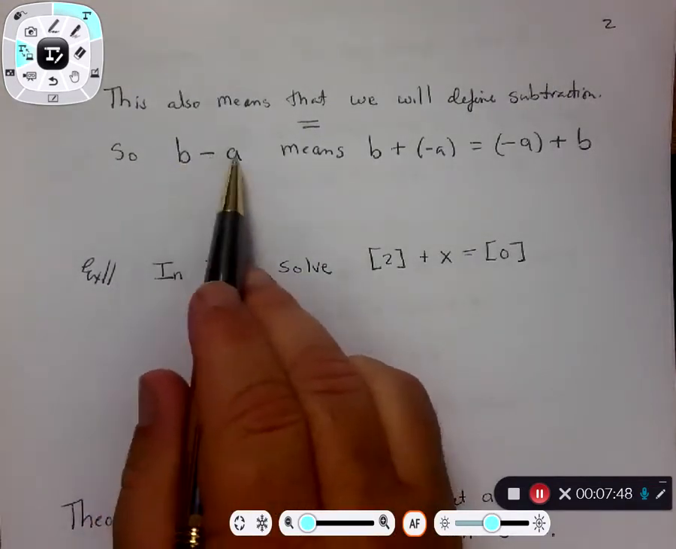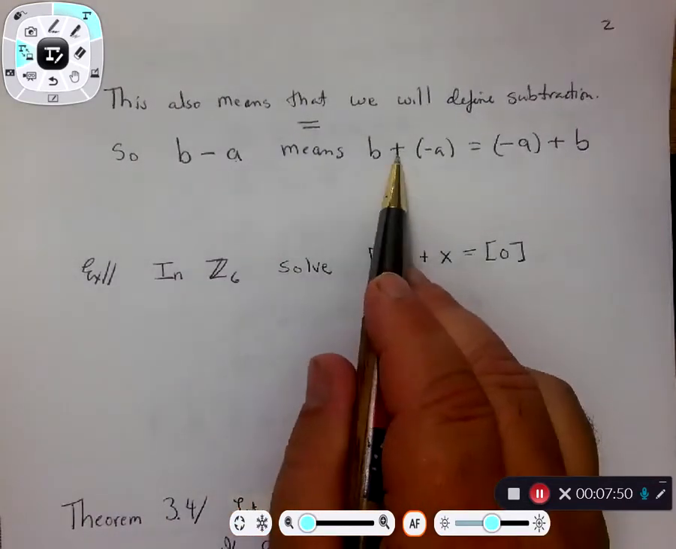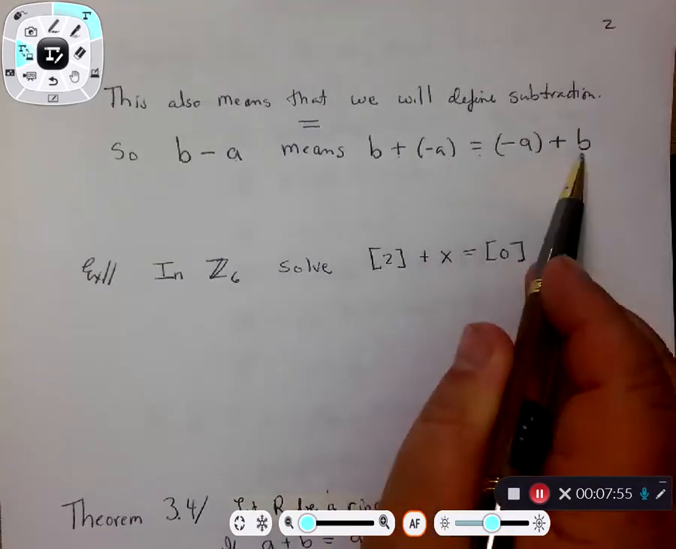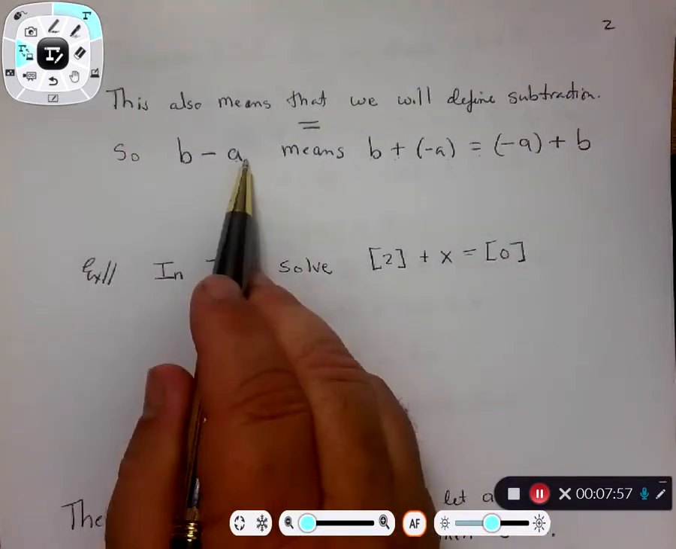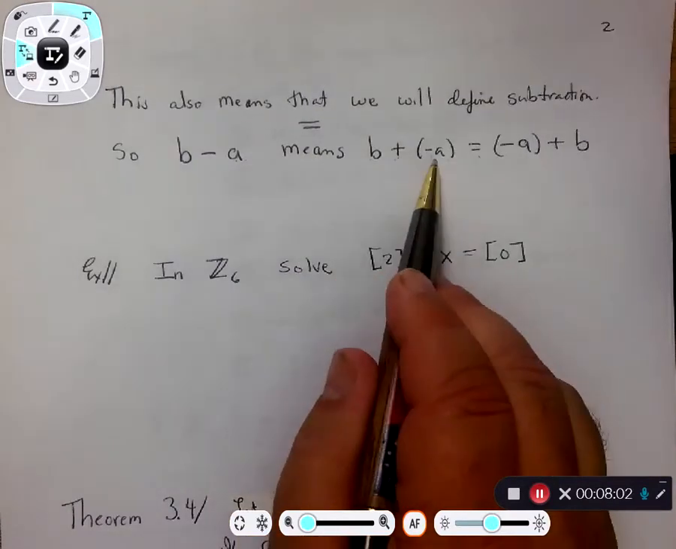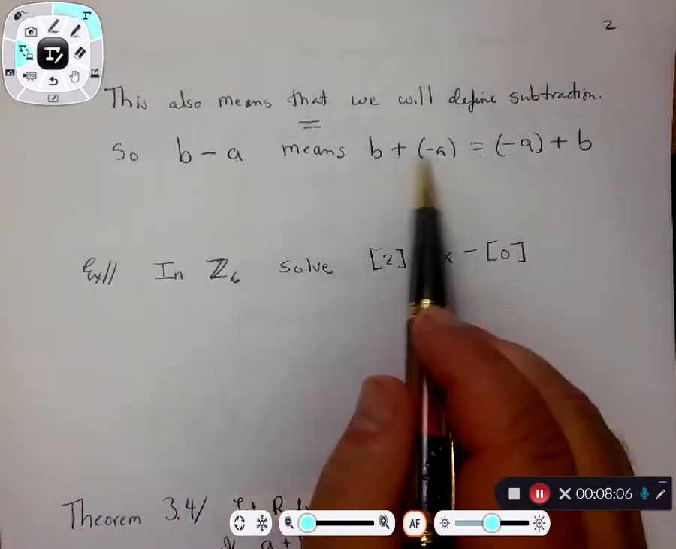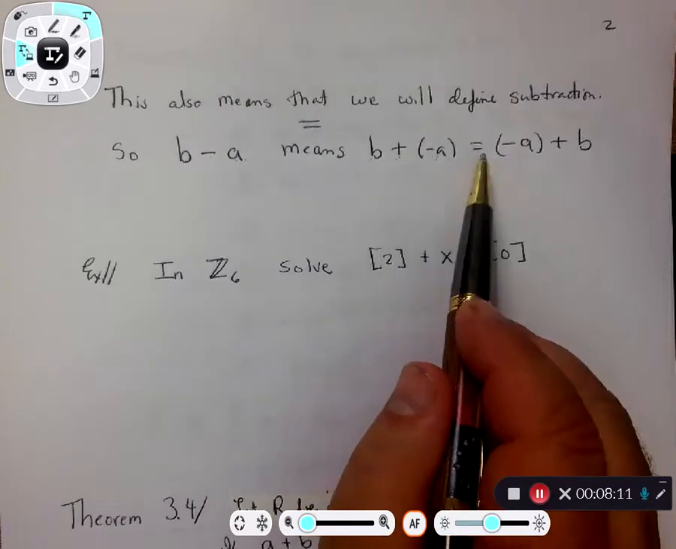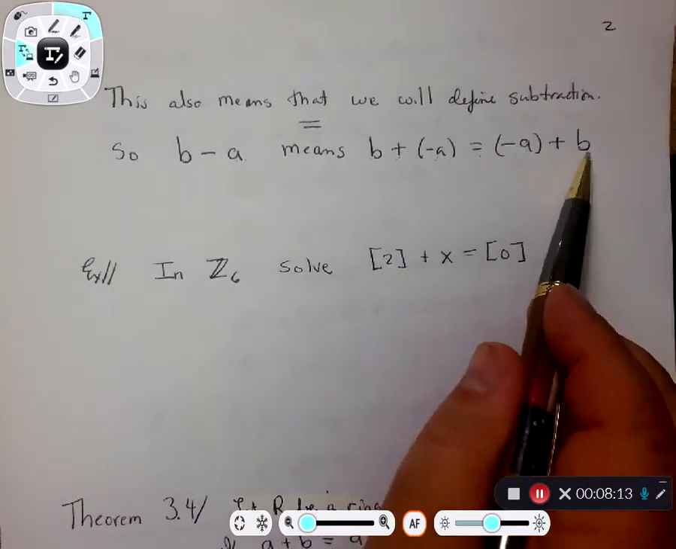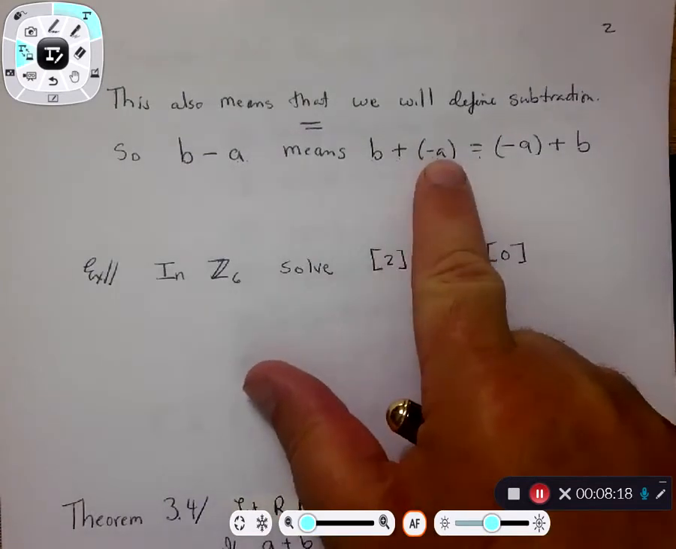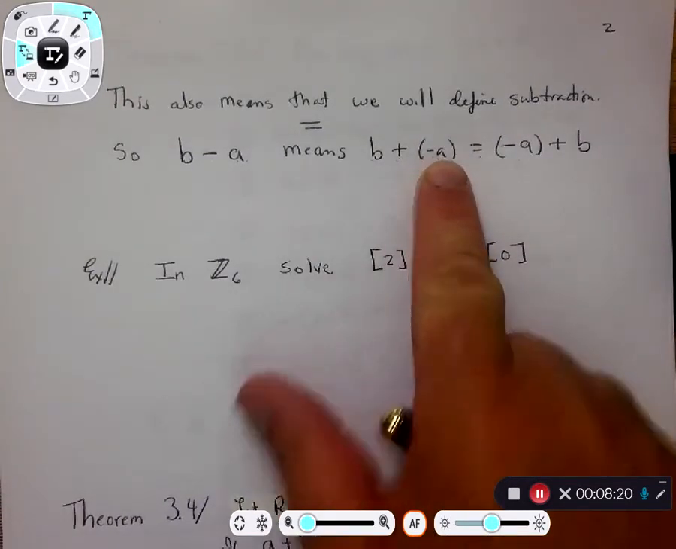So b minus a means b plus negative a, which is the same thing as negative a plus b. So if we've got b minus a, you should think of that as meaning b plus the additive inverse of a, then b plus negative a. And remember, with rings you have commutativity, so you can write this as b plus negative a, or that's the same thing as negative a plus b. So subtraction is adding the additive inverse of the element.